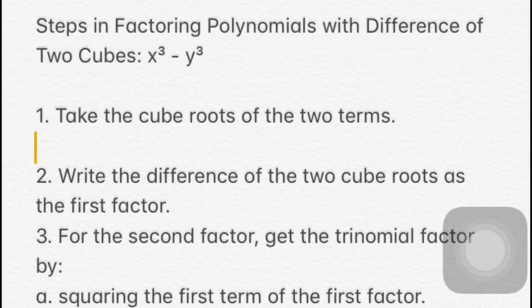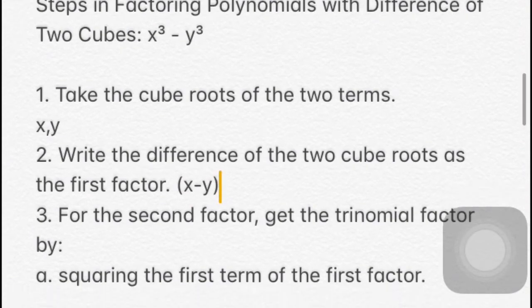Now let's have the steps in factoring polynomials with difference of two cubes. In here we have x cubed minus y cubed. The first step is the same. We're going to take the cube roots of the two terms. The cube root of x cubed is x, and the cube root of y cubed is y. Then second, you're going to write the difference of the two cube roots as the first factor. So our first factor will be x minus y.